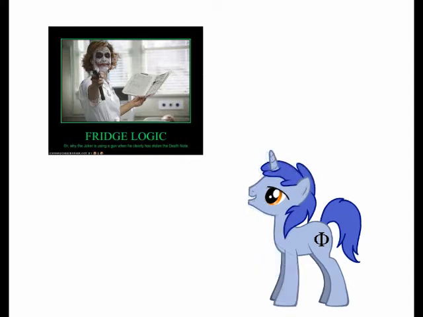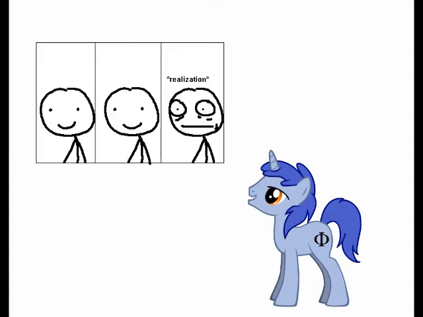Now, starting with fridge logic, this is the kind of thing that you would usually make a headcanon for. This is where there's an inconsistency, typically a minor inconsistency, but not always, that is apparent in the fiction. And this is the sort of thing you would usually make a headcanon for, or you would apply fridge brilliance or fridge horror to after you think about it some more.